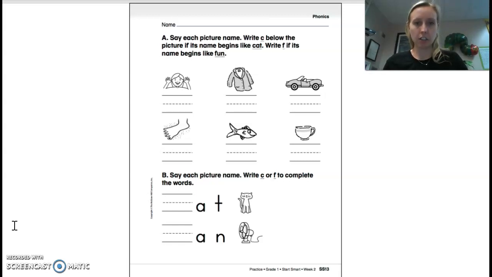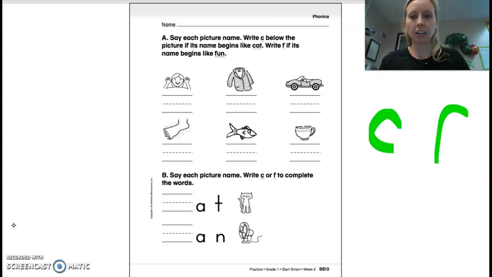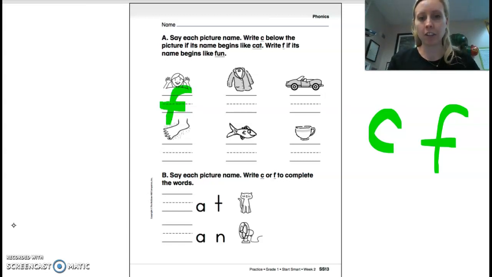Okay, friends, I'm going to say a word, and you're going to write a C under it if it starts with a K, and then an F, a C for K, and an F for F. Okay, so this is face. 3, 2, 1. It'd be an F. This is coat. 3, 2, 1. K. This is a car. 3, 2, 1. K. Car.